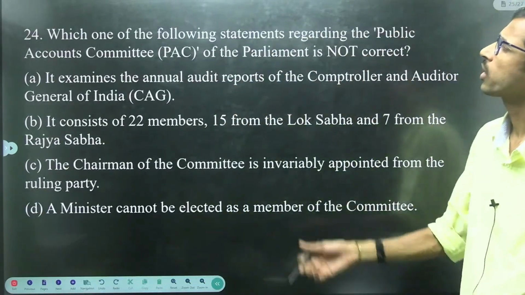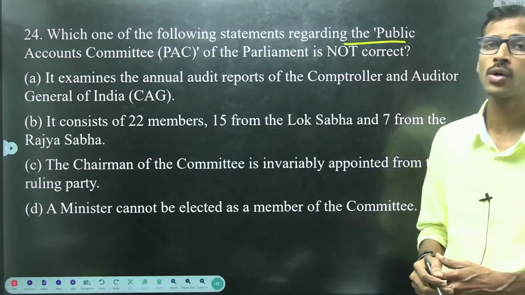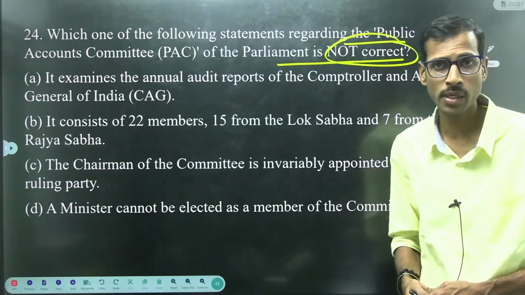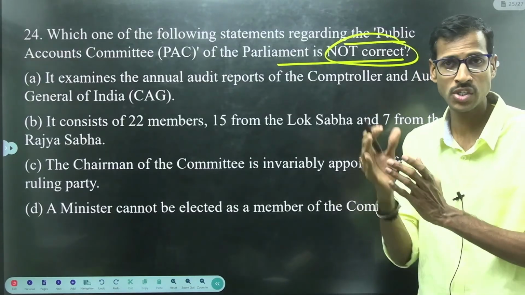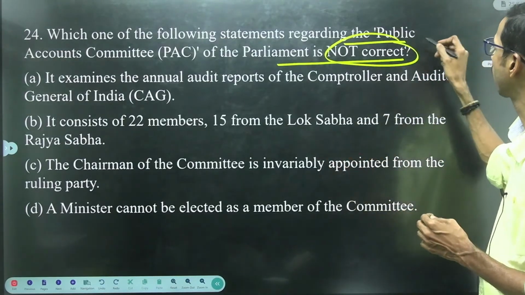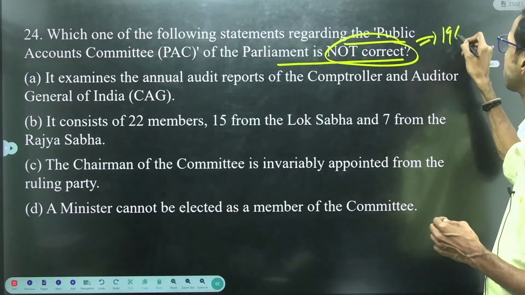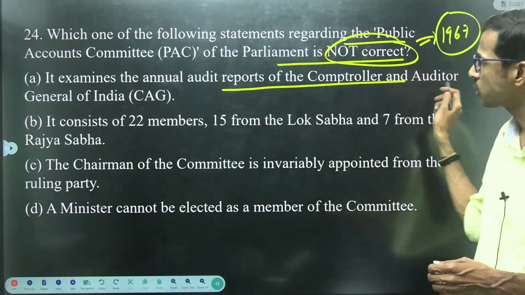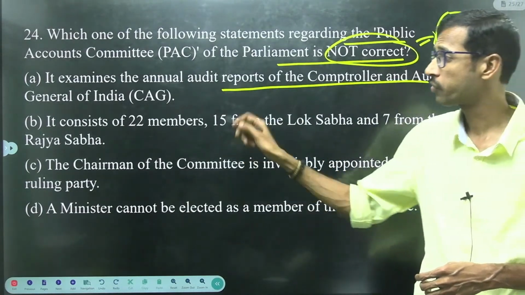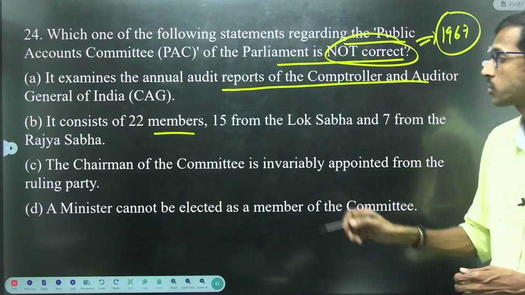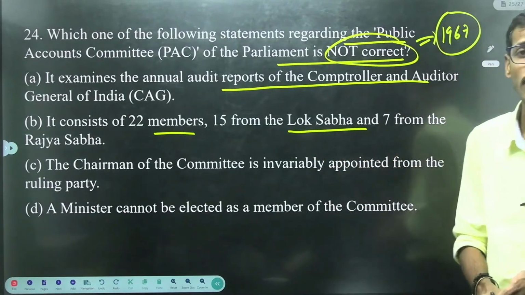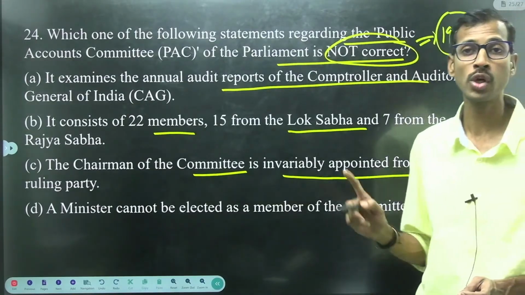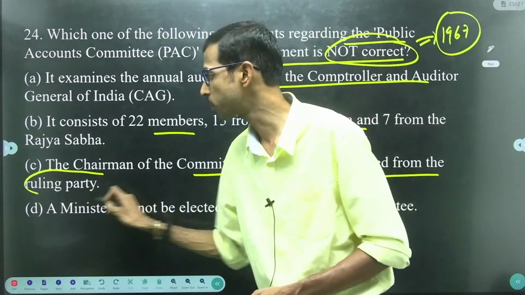Next, which one of the following statements regarding the Public Accounts Committee of the Parliament is not correct? The Public Accounts Committee is completely a convention we have been following from 1967 itself. It examines the annual audit reports of the Comptroller and Auditor General of India. It consists of 22 members, 15 from Lok Sabha and 7 from Rajya Sabha. And the chairman of the committee is invariably appointed from the ruling party. This is not correct. It is the opposition party only.